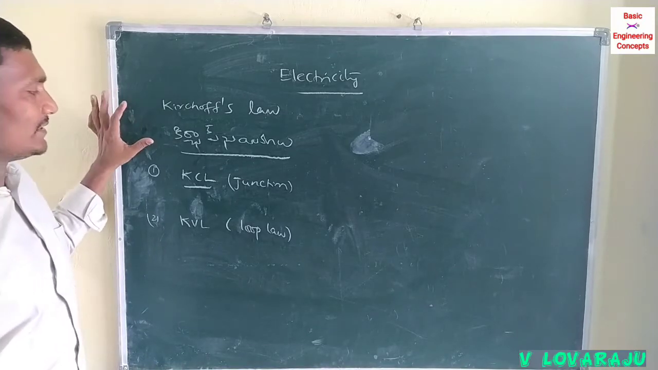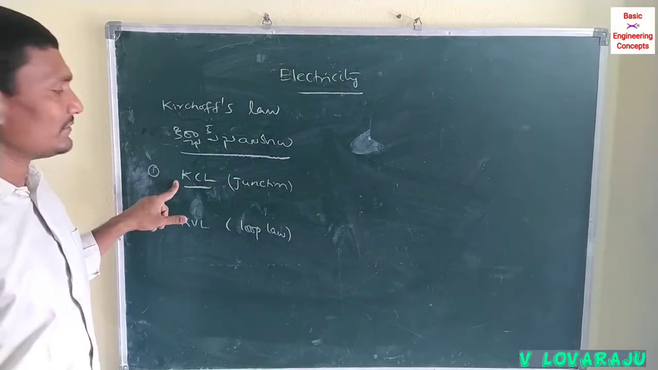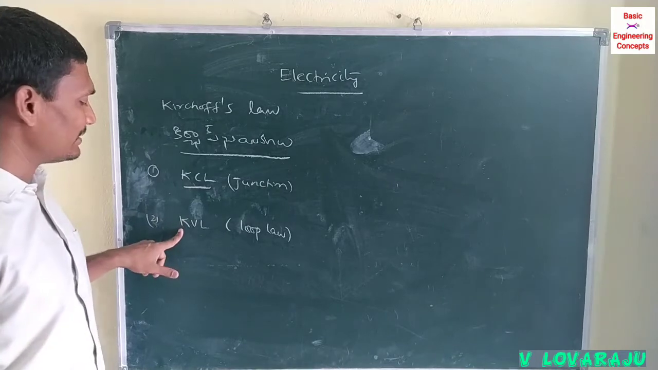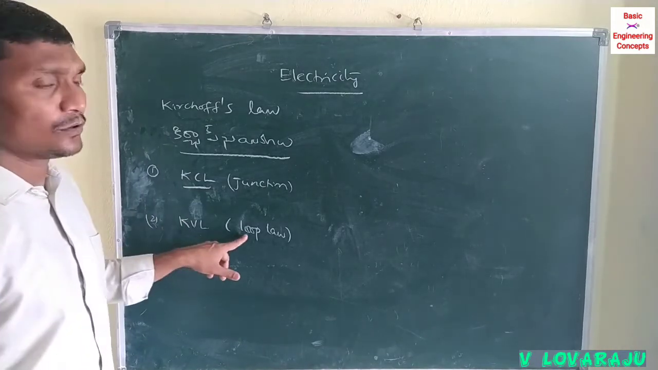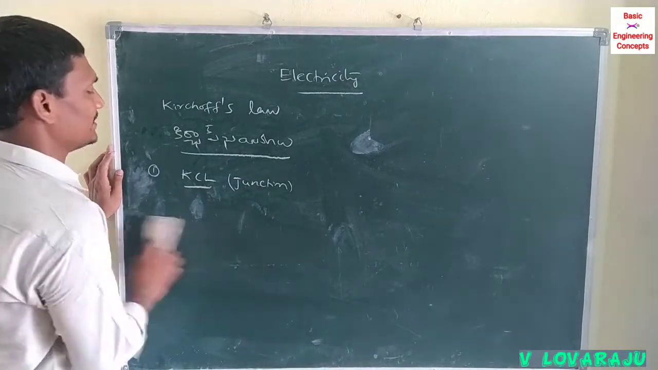Kirchhoff laws. Kirchhoff laws are of two types. One is KCL, Kirchhoff current law or junction law. The second is Kirchhoff voltage law, KVL or loop law. First of all, we are discussing KCL.